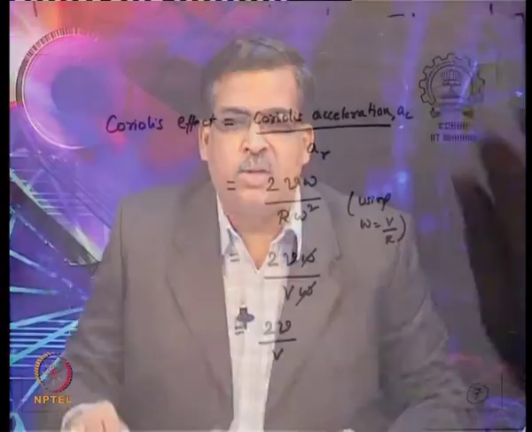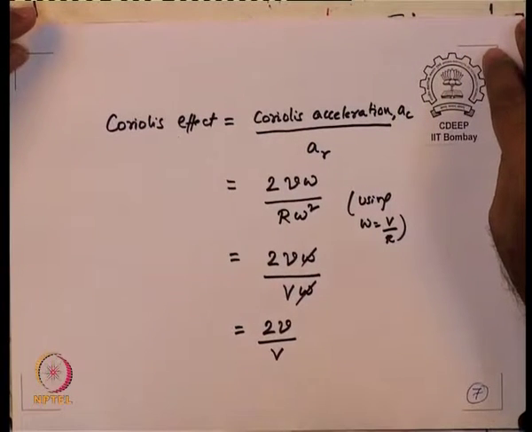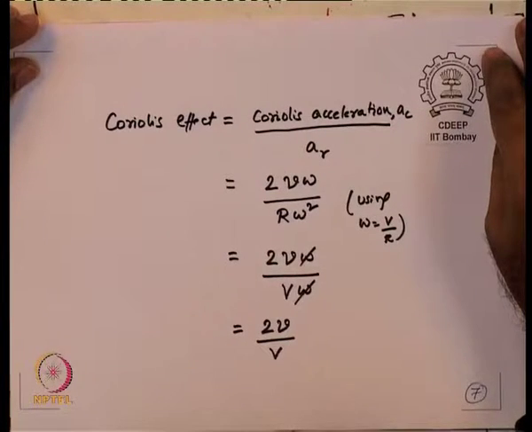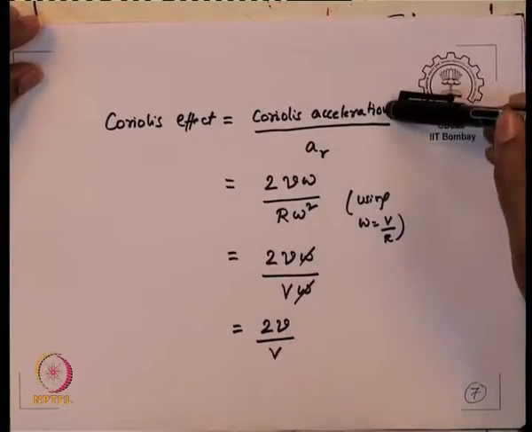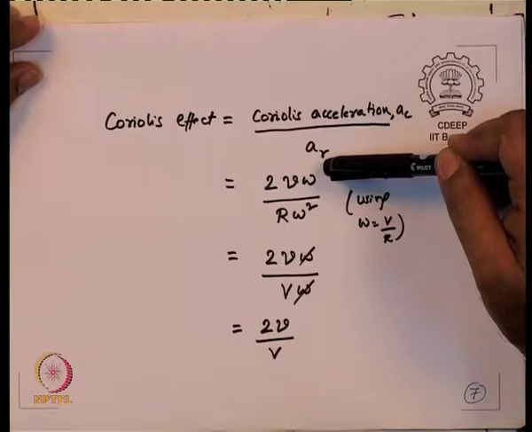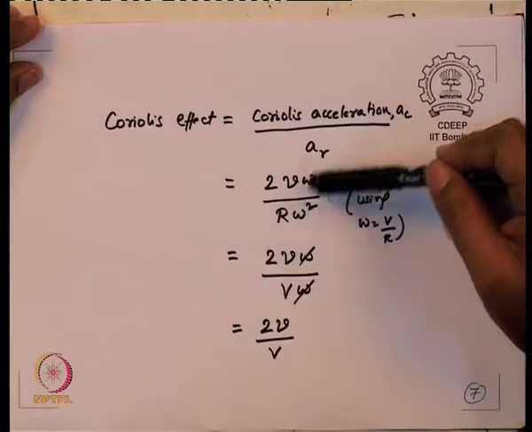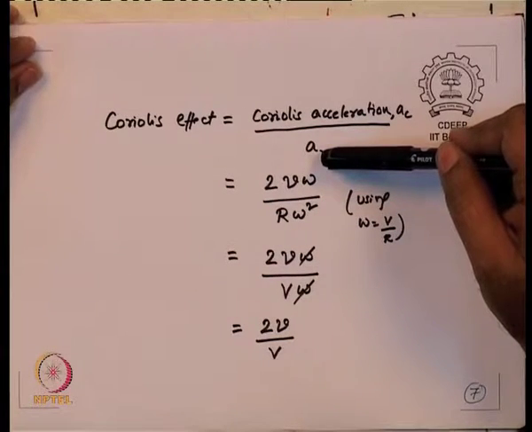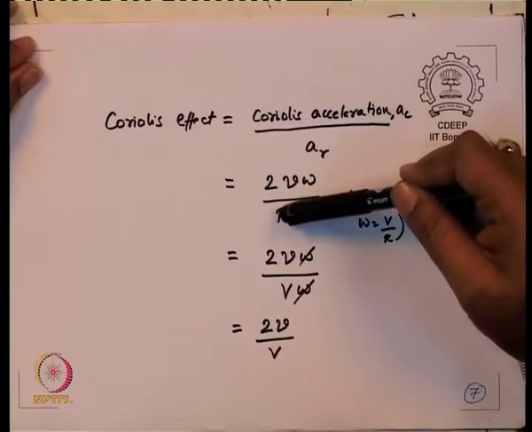Then we have the Coriolis effect, which is defined as the ratio of Coriolis acceleration to the radial acceleration, that is AC by AR. So AC is nothing but 2v omega by AR. Let us assume that AR, like we have discussed, with R being the effective radius, is RE omega square.